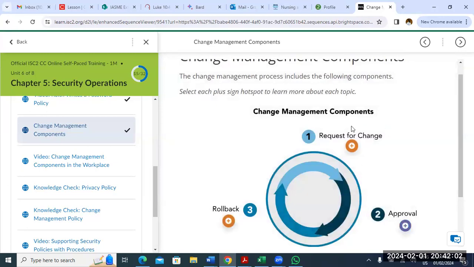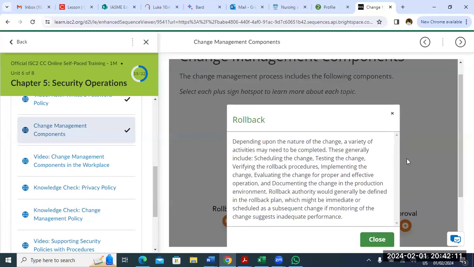So the change management component involves request for change, RFC, approval, and rollback. I mentioned it as well. Depending on the nature of the change, a variety of activity may need to be completed.